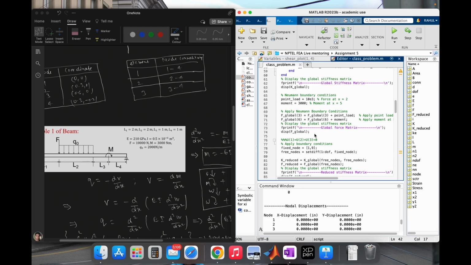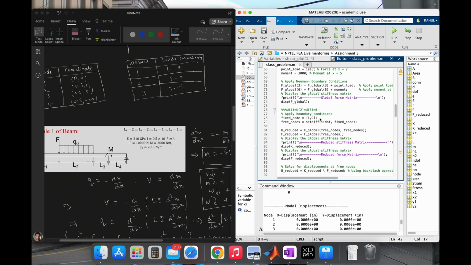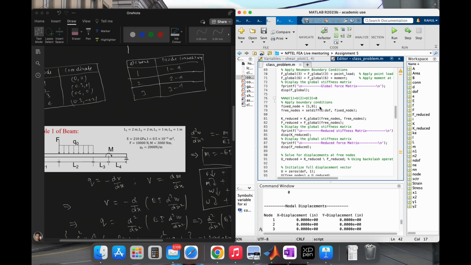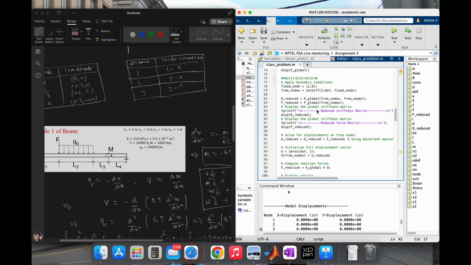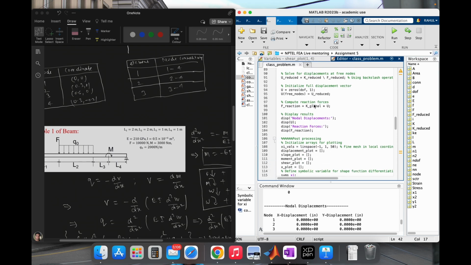Then it will print, and now we will solve the matrix equation, that is K global times D equals F global. Before that we need to create the K reduced matrix and F reduced matrix. So from the global stiffness and global force matrix, it will remove the nodal index from the rows and columns. So it will give K reduced and F reduced. After solving this, we'll get this, and then it will fill into the displacement nodal coordinate matrix.